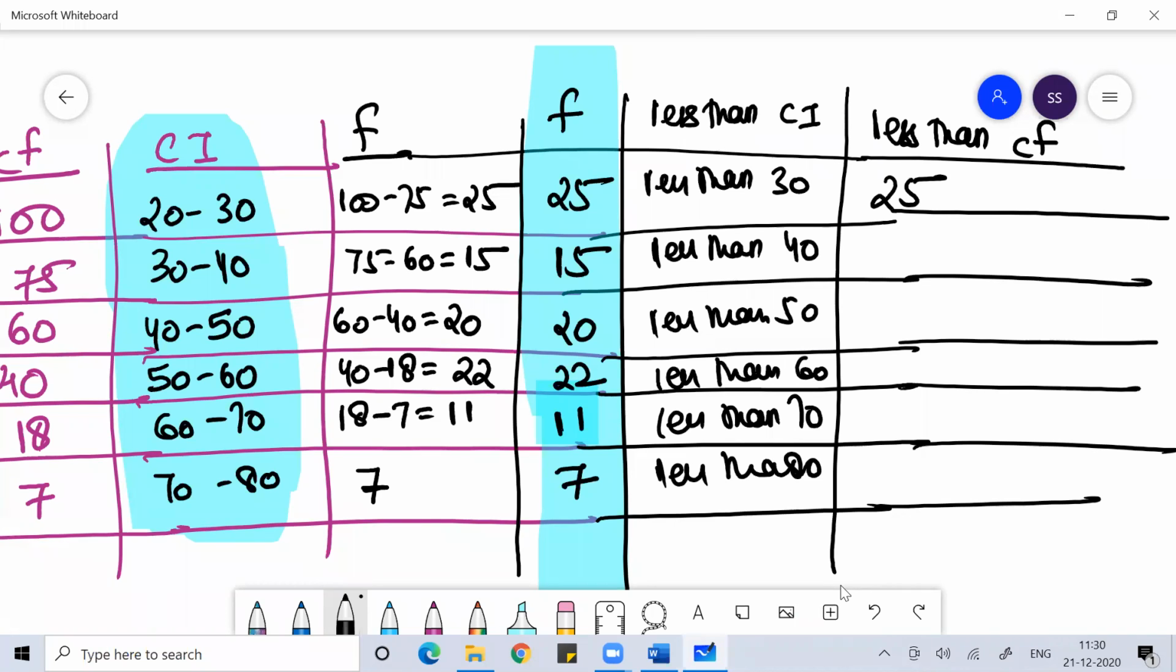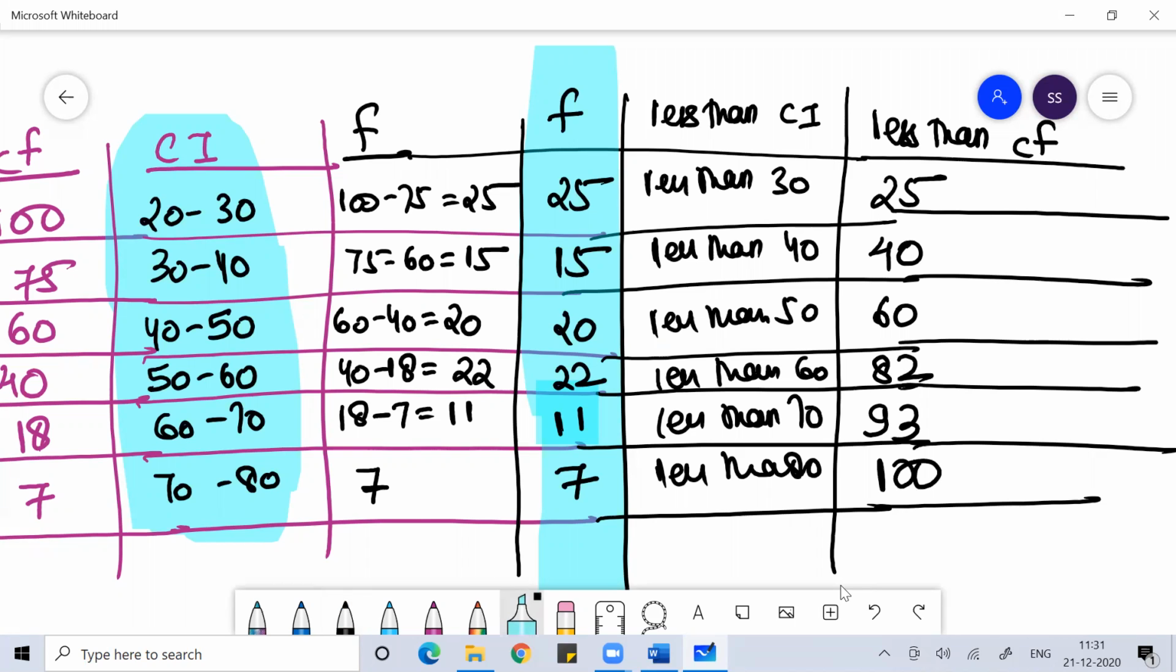So first one would be 25, next one would be 25 plus 15, that is 40, then 40 plus 20, that is 60, then 60 plus 22 you will get 82, 82 plus 11 you will get 93, 93 plus 7 is 100.